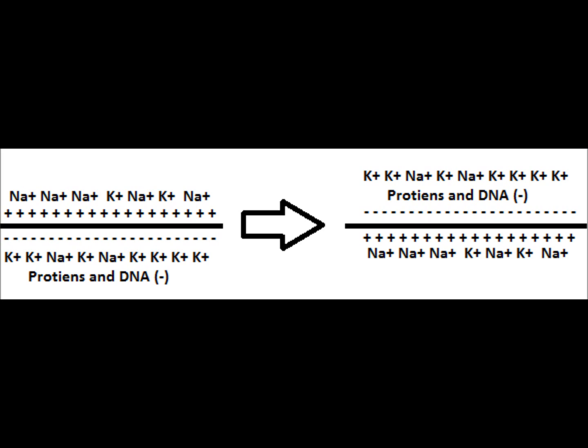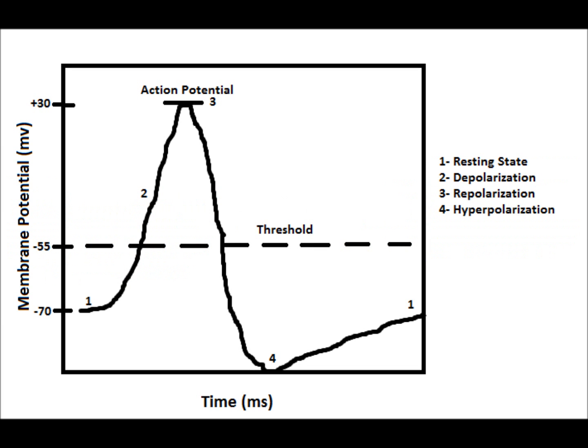The process of sodium entering and potassium exiting the cell is simultaneous, since the negative and positive charges are constantly being attracted to one another. This slide shows the transfer of positive and negative charges between the inside and outside of the muscle fiber. This slide shows the phases of action potential.